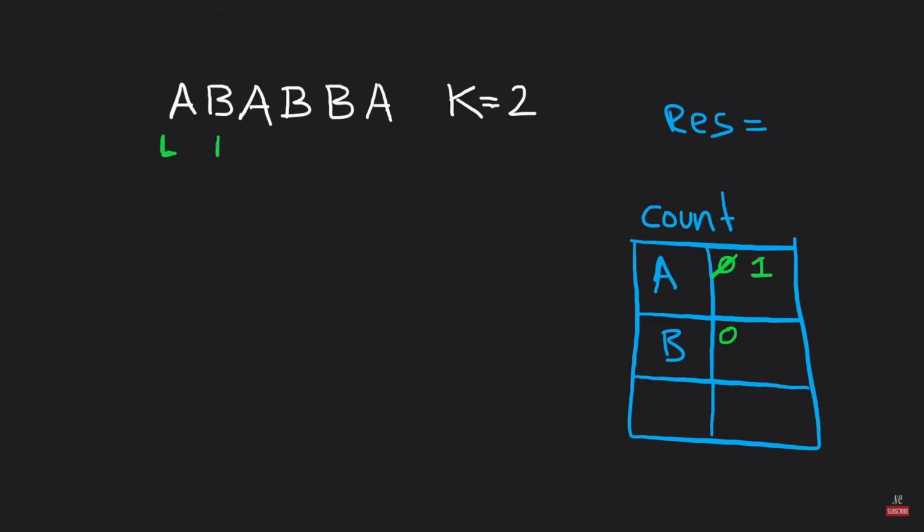Next, we're going to shift our right pointer to the next character. So now we have a B, so we're going to increment the count of B in our map. So B is now going to be set to 1. In this case, the length of our window is 2.